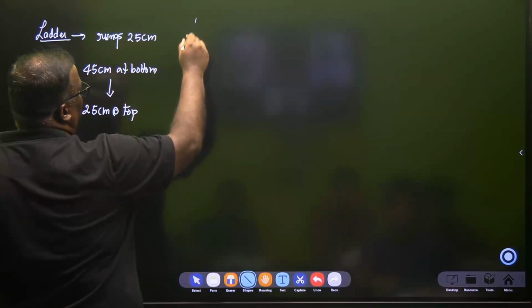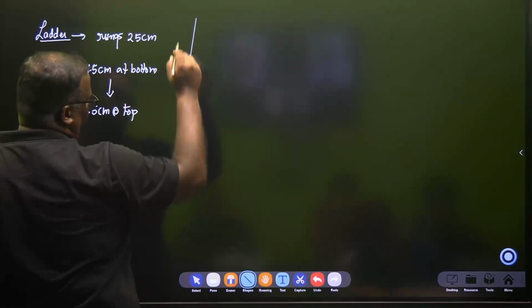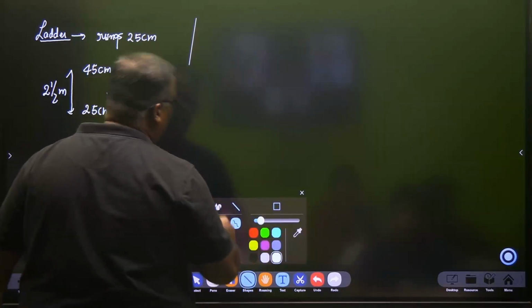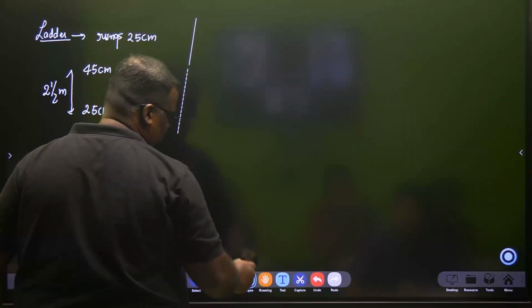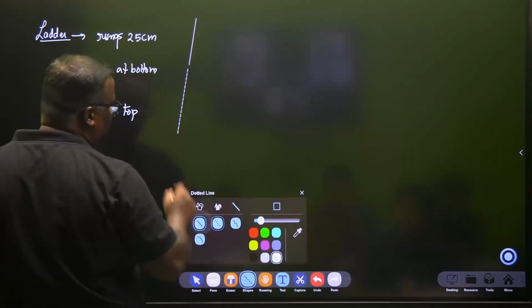So we have a ladder, a very interesting ladder, because we can't draw all the rungs. So we are just drawing some portion.